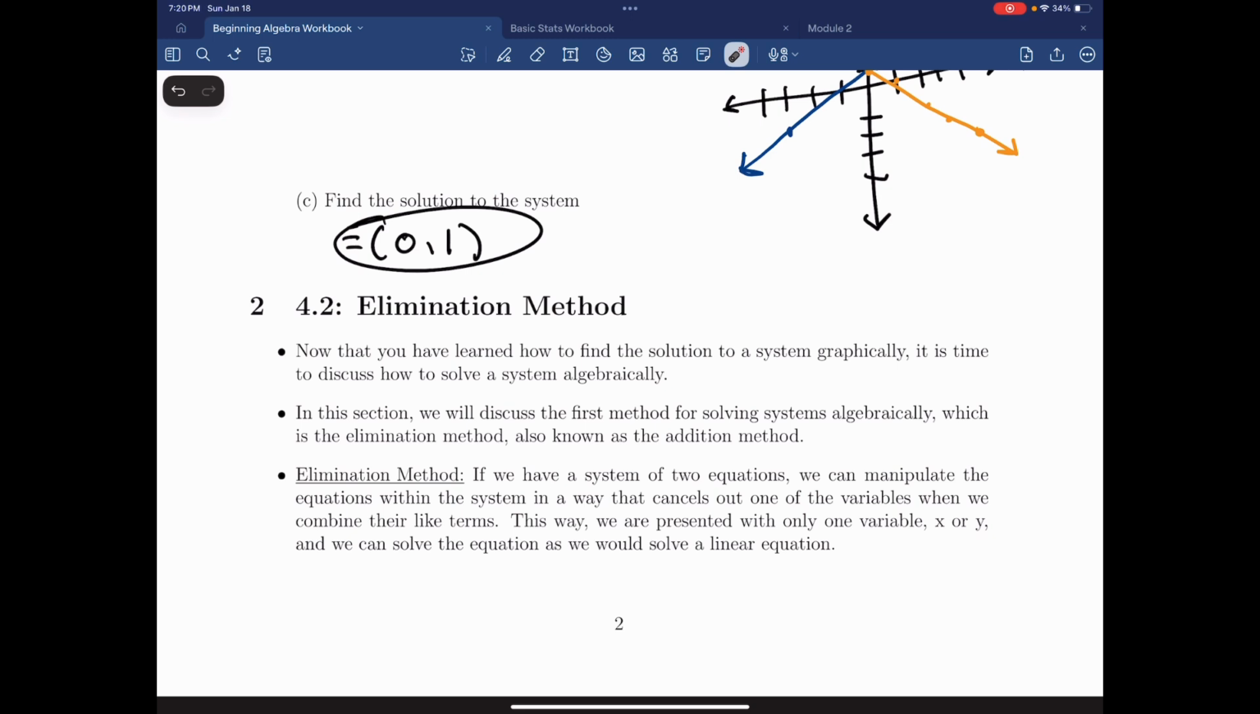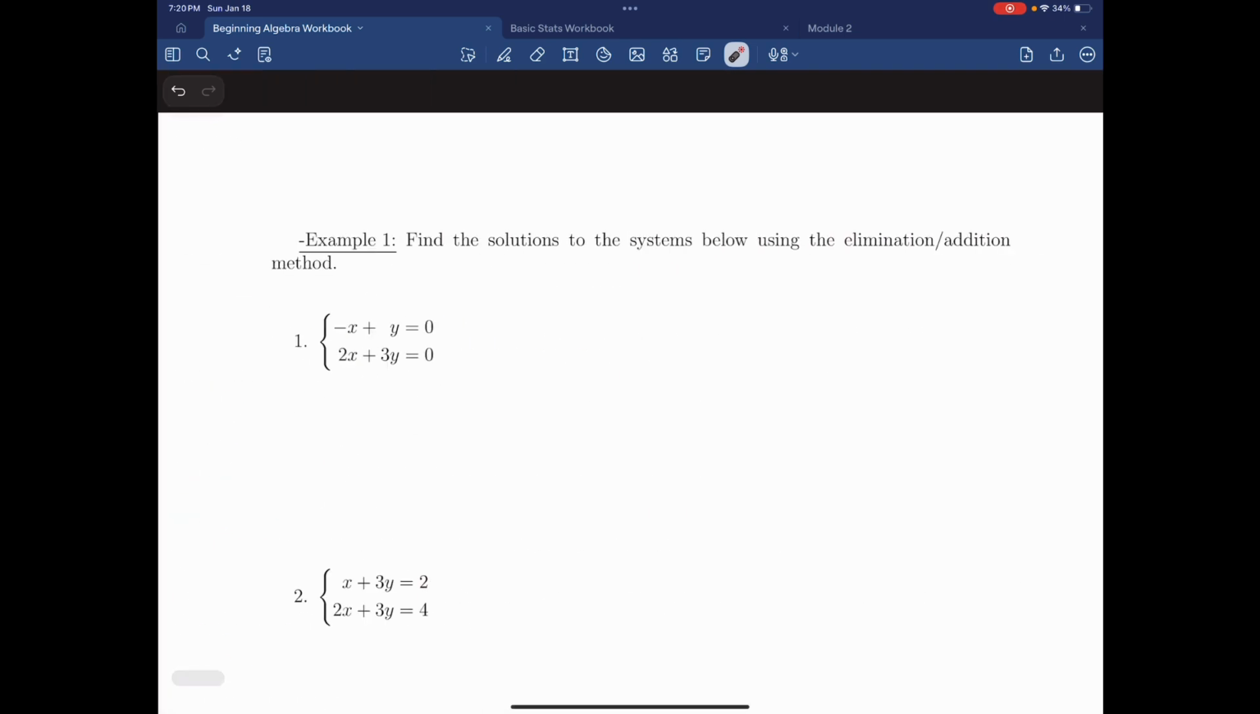So the elimination method is defined as: if we have a system of two equations, we can manipulate the equations within the system in a way that cancels out one of the variables when we combine their like terms. This way, we are presented with only one variable, x or y, and we can solve the equation as we would solve a linear equation, as we've seen in Unit 2 of this course. So let's start to dive into some examples to see more about what this looks like.